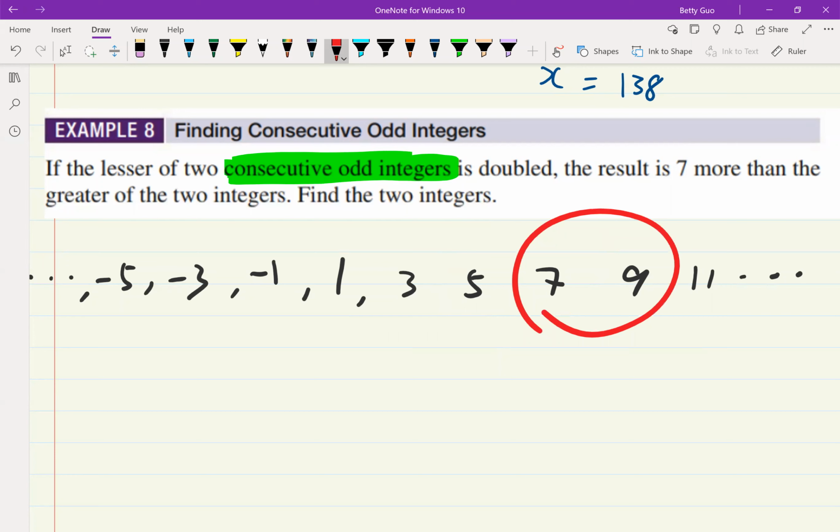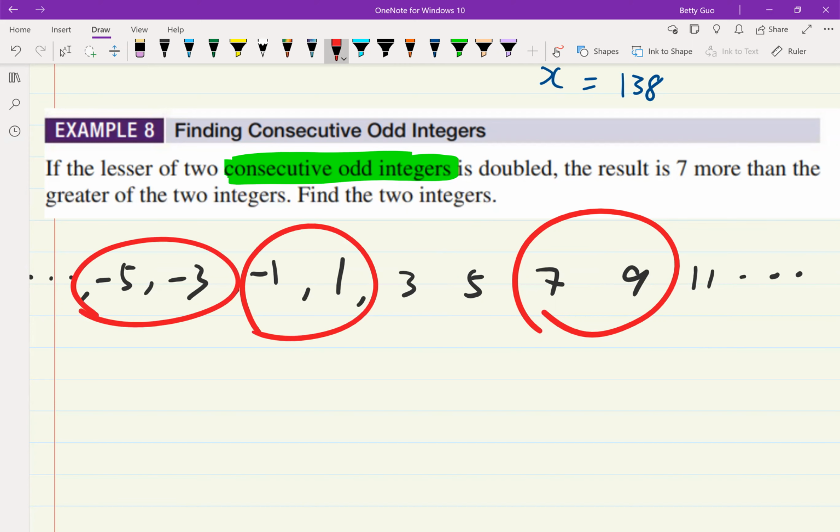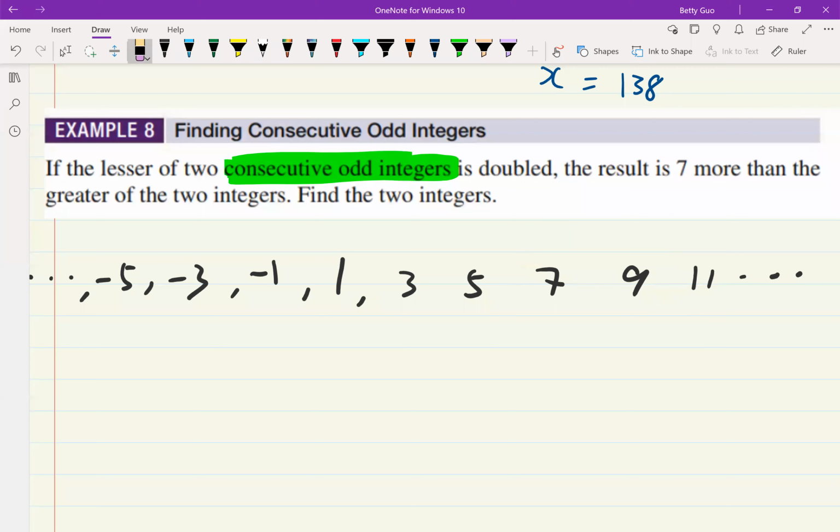Same thing, right? The bigger one is two more than the smaller one. Yeah, those two. Always like that. Do you see that? Any two consecutive odd integers, the smaller one is two less than the bigger one. In other words, the big one is two more than the smaller one. Does that make sense? Okay, let's read on.